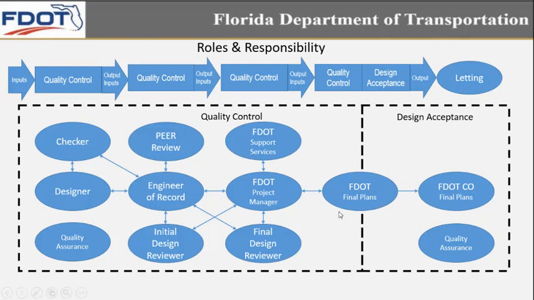And you also see the FDOT final plans office. Each district has a final plans office, and you can see the key role that it plays in being the bridge between quality control and design acceptance, where it then gets moved on to FDOT central office final plans, where now the project is more along the lines of design acceptance, or completeness, which we'll talk about more later.